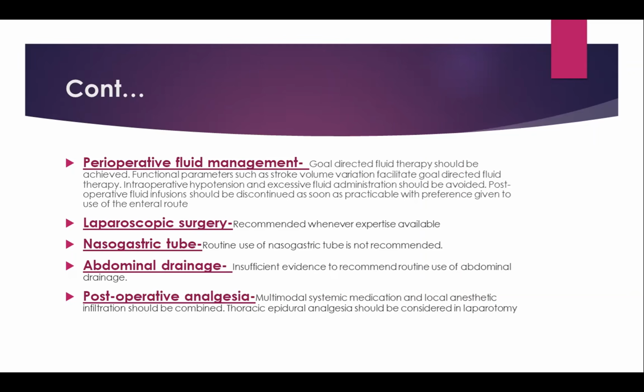Now, laparoscopic surgery is recommended whenever the expertise is available, and routine use of a nasogastric tube is not recommended. Regarding the drainage system, there is insufficient evidence to recommend the routine use of abdominal drains also. And for post-operative analgesia, again we should avoid opioids, and we should use multimodal systemic medications and local anesthetic infiltration combined with epidural analgesia.